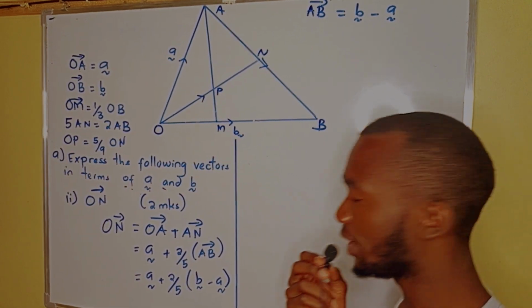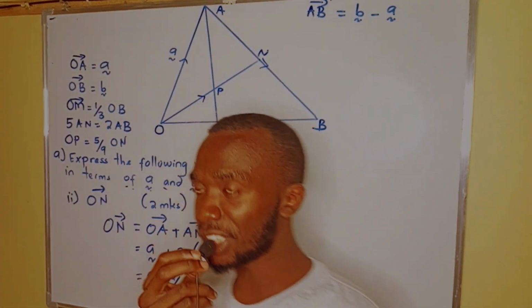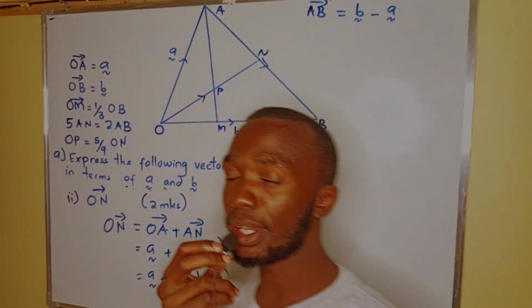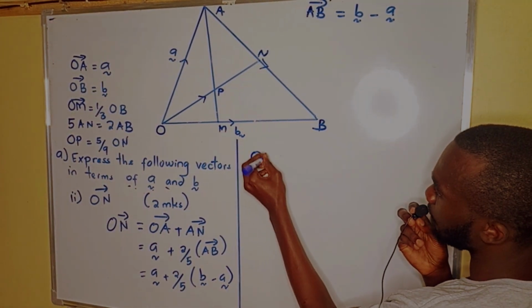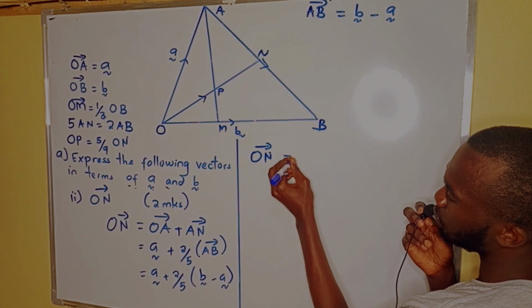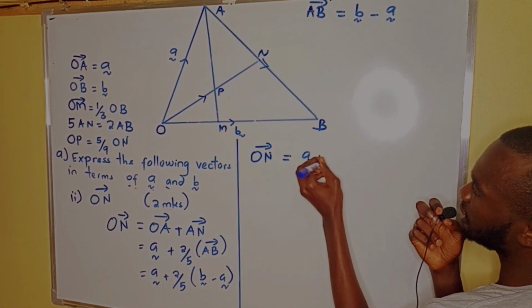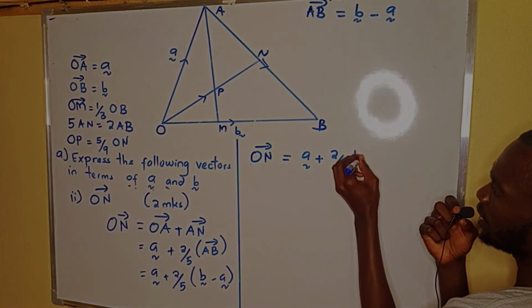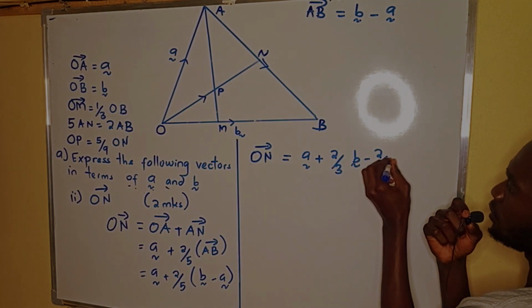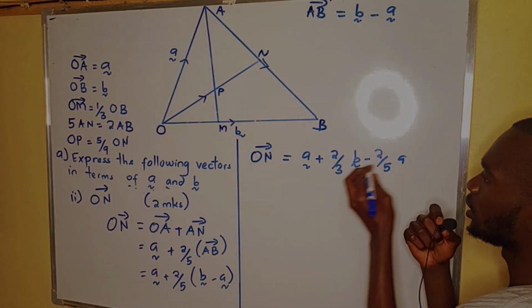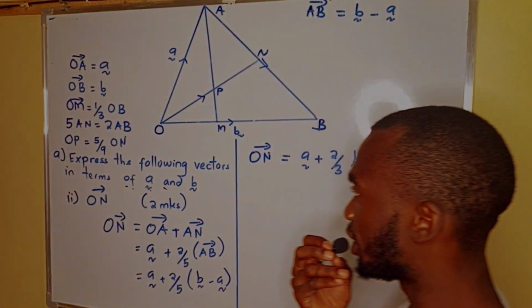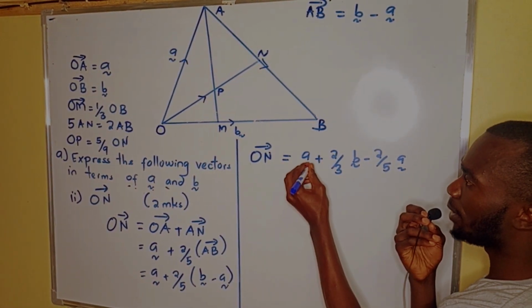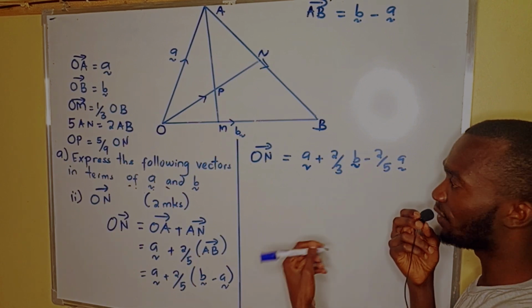So when you open the bracket by multiplying what is outside the bracket by what is inside the bracket, this OŃ is equivalent to A plus 2 over 3 B minus 2 over 5 A. Now, because we are handwriting, we must put this bouncing line to show that it's a vector.